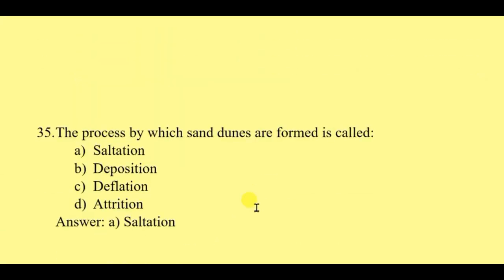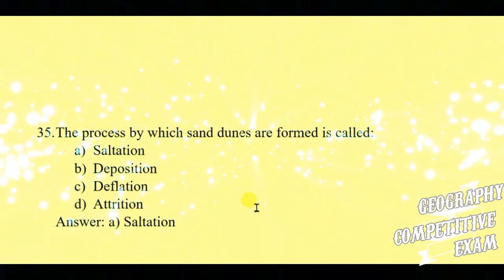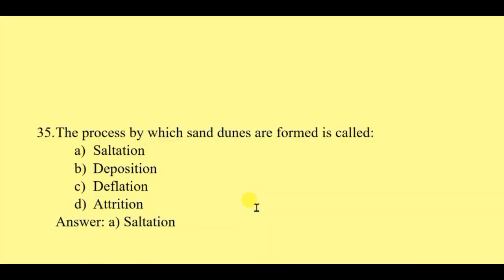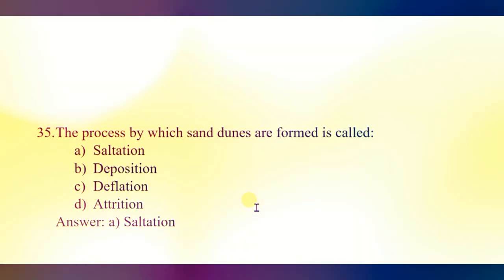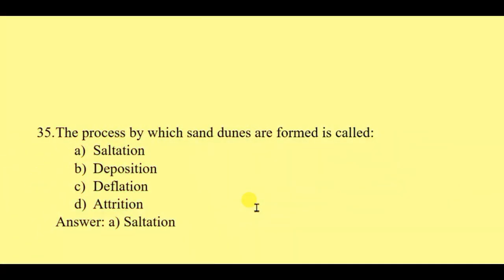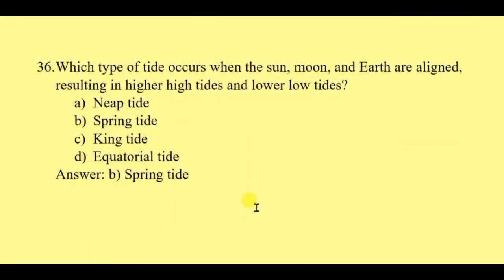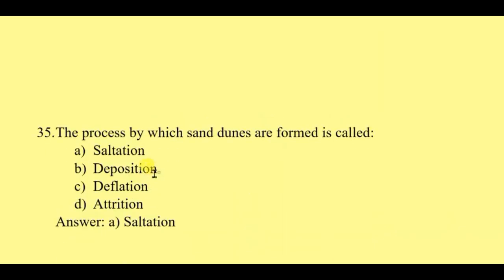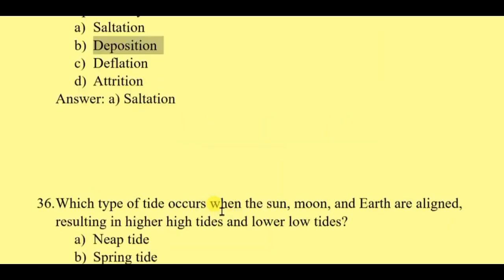Question 35. The process by which sand dunes are formed is called saltation, deposition, deflection, attrition. The process by which sand dunes are formed is called deposition. The correct answer will be deposition, not saltation.